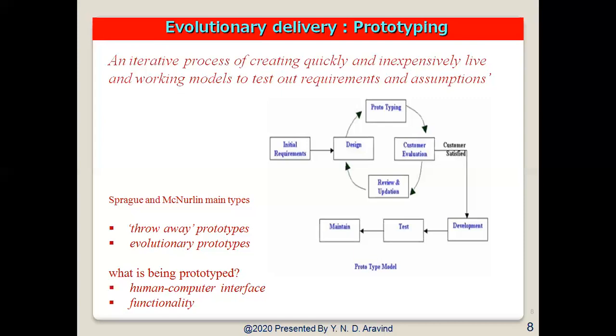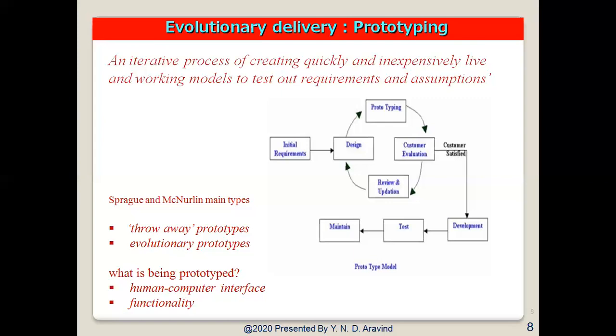So here we have many different types of software prototypes used in different industries. They are throwaway prototypes, which we can also call rapid prototypes. We have evolutionary prototypes. We have incremental prototypes. We have extreme prototypes. So all these are different types of prototypes.